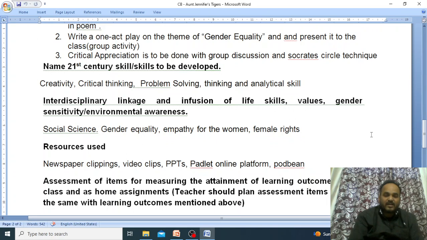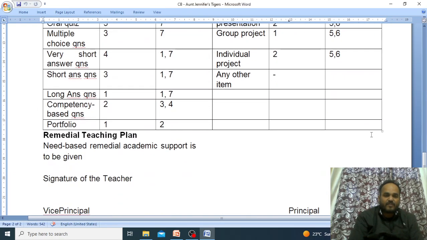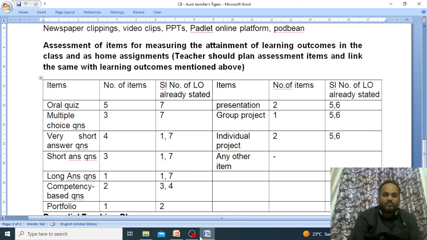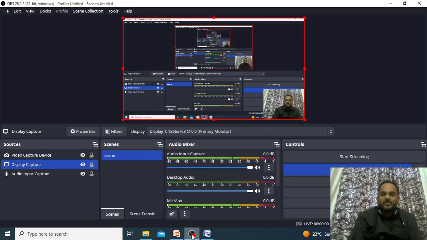Now, what are some other things? The student should collect some newspaper clippings and video clippings and make a PPT on this particular theme: what are the other issues which discriminate against people on the basis of color, caste or creed. So these are some of the things that we will have to do. The simple point is that we have to incorporate value education in our day-to-day lesson planning.